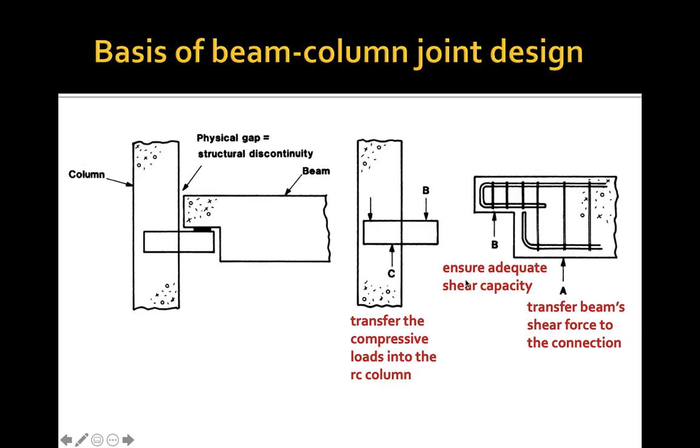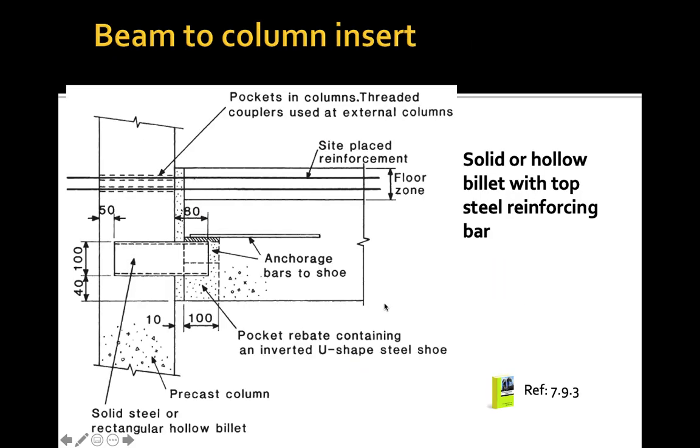As for part B, it is to ensure adequate shear capacity. As you can see here, the links are much closer. Then this part, which is also part B, is to be taking the shear capacity, and as for this C, it is to transfer the compressive loads into the RC column. So this is one example of having a beam to column insert.